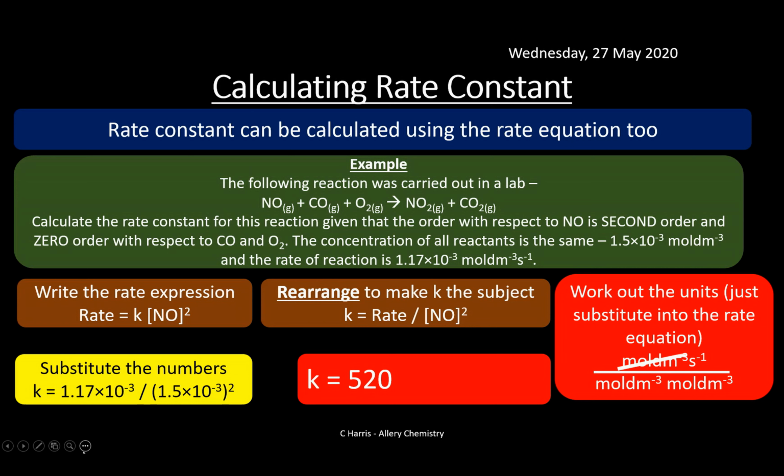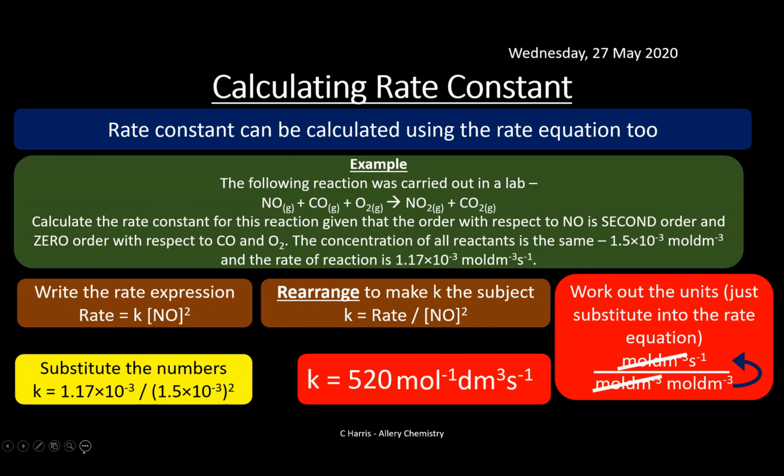So let's have a look. We can cross them off there. You can see here that we've got an S to the minus 1 at the top, so that's fine. But we've got a mole per dm cubed at the bottom. Now when we invert that, we change the sign. So that's going to be mole to the minus 1, dm to the 3. So that is our answer for the units.